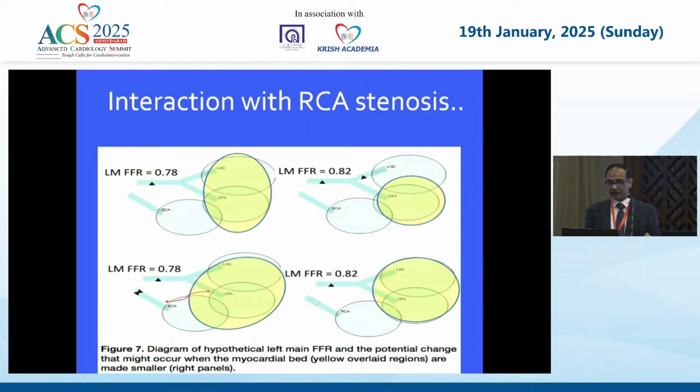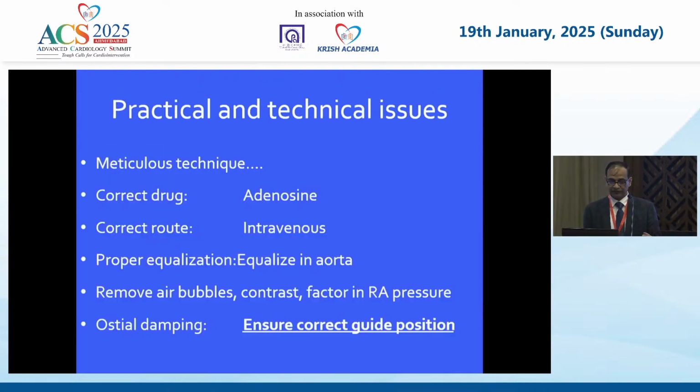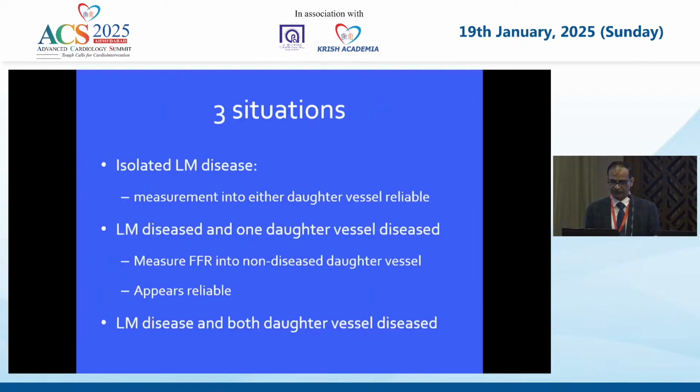There is interaction with RCA stenosis as well. If the RCA has significant disease and there are collaterals going off, one must take that out of the equation before making the measurement in the left main. So meticulous technique: use the correct drug, use the correct route, equalize properly in the aorta, and watch for ostial damping. Make sure that the guide is outside. It doesn't really matter, you don't have to be hooked. The guide just has to accurately reflect the aortic pressure.